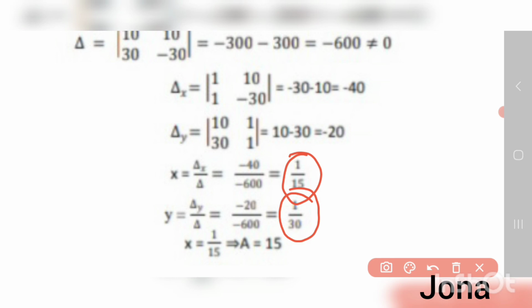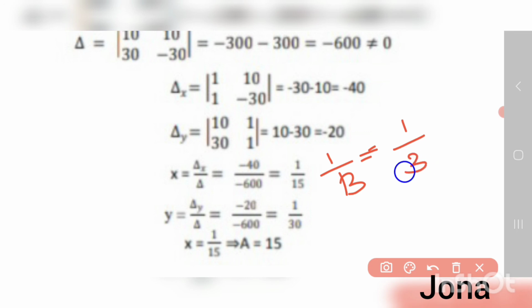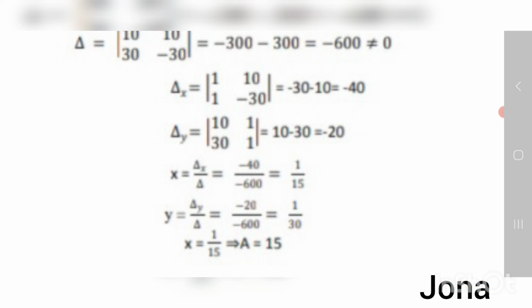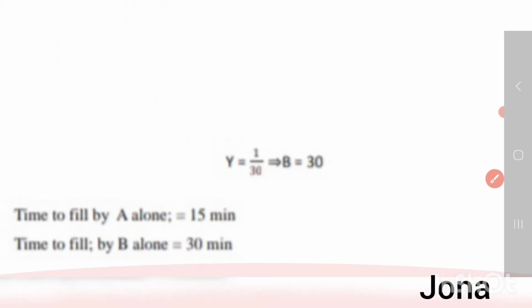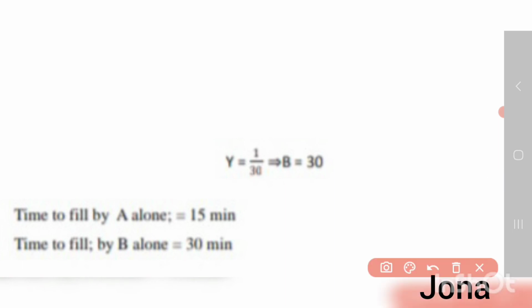From this, x is nothing but 1 by A. So 1 by A equal to 1 by 15, therefore A equal to 15. Likewise, y equal to 1 by B, which is nothing but 1 by 30, therefore B equal to 30. Now we got the values of A and B. So we can conclude this problem like this: time to fill by A alone is 15 minutes and time to fill by B alone is 30 minutes.